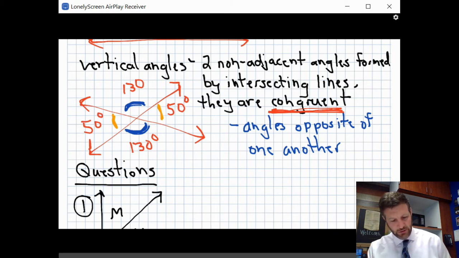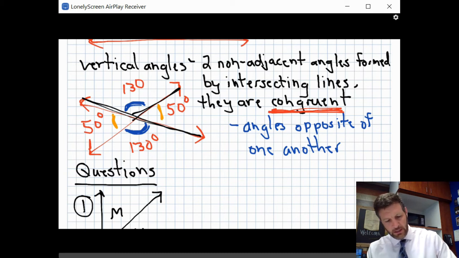Okay. Notice also how I pick those numbers. If I say this one is 130 on top, I know that the ones next to it have to be 50. Why? Well, because look here. These two right here are supplementary, or they form a linear pair. And that has to add up to 180. So I know that 130 and 50, that's the only possible value for that. Once I know the 130, I know what the other one has to be.